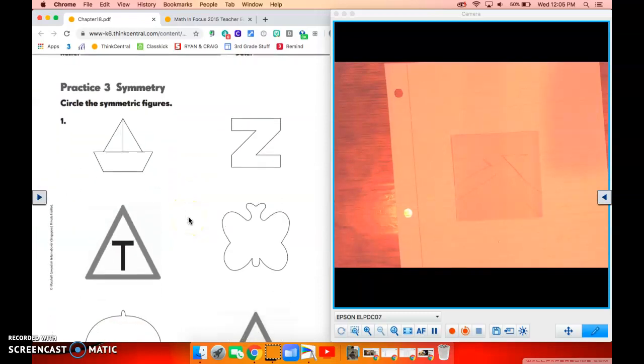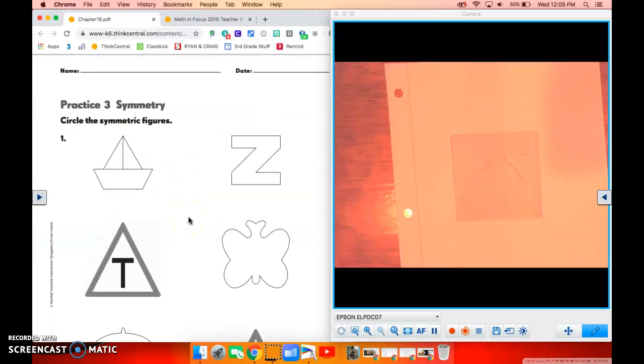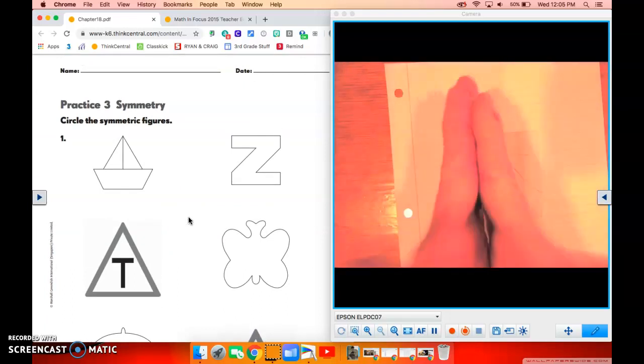It looks like we have some symmetry. All right. That was one of my favorites teaching kindergarten, the symmetry. You can do the butterfly. Remember that? Oh, so cool.